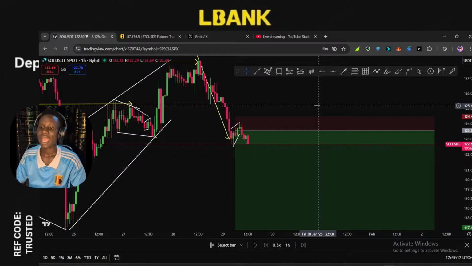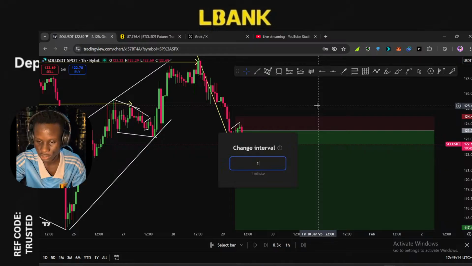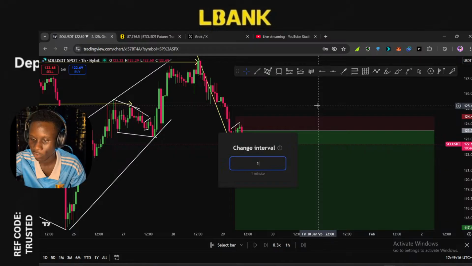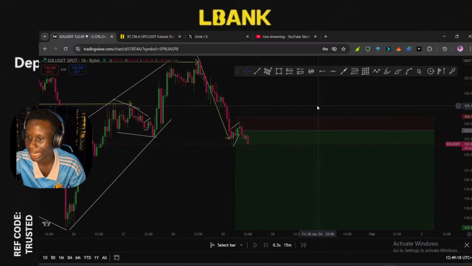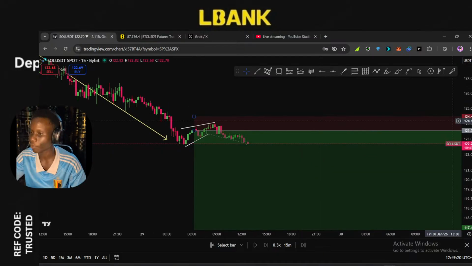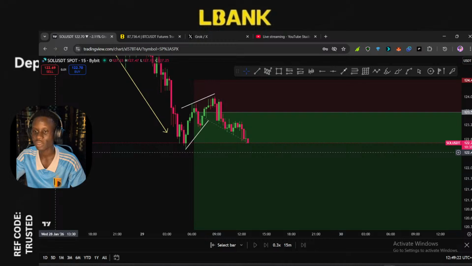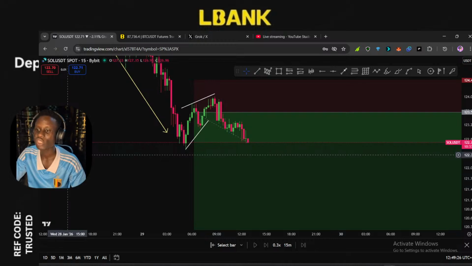And the reason why we always use the 15 minutes time frame is because we consider it as our entry time frame. We don't do anything on the 15 minutes time frame. All we come to the 15 minutes time frame to do is to search for entry. It's just for entering, nothing else.